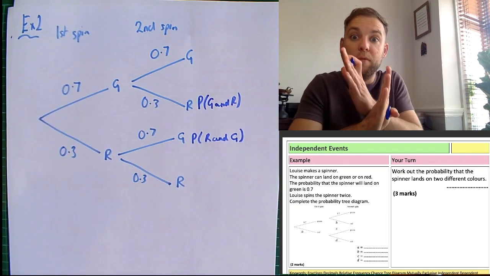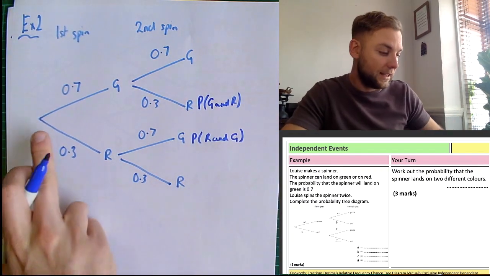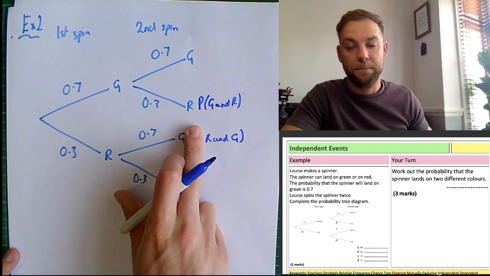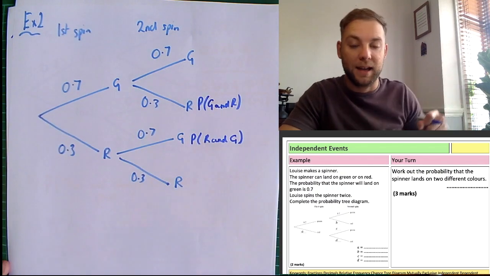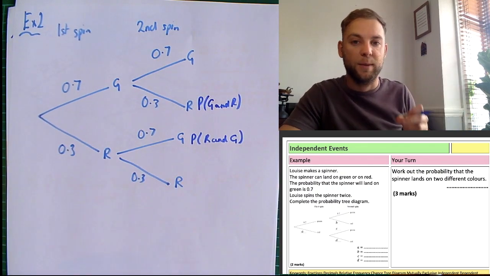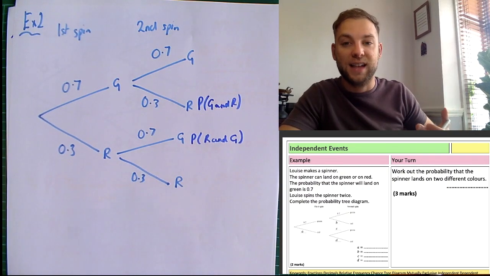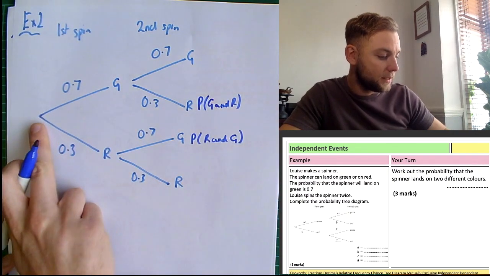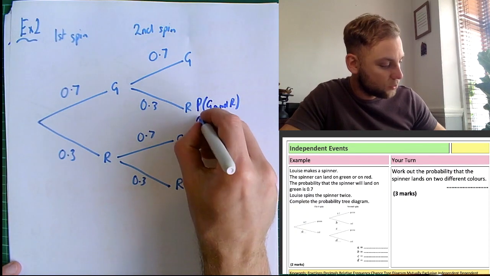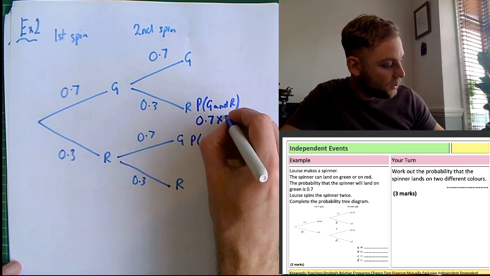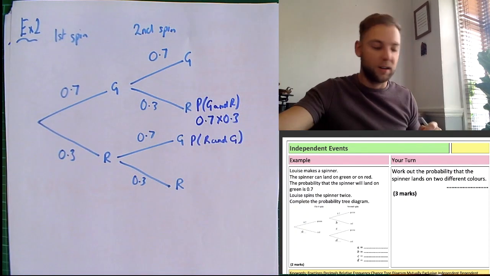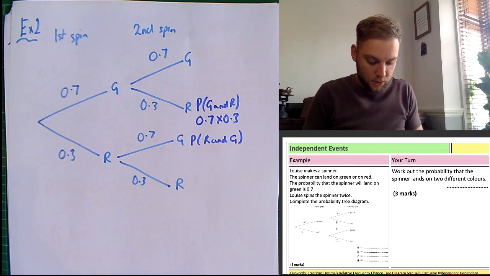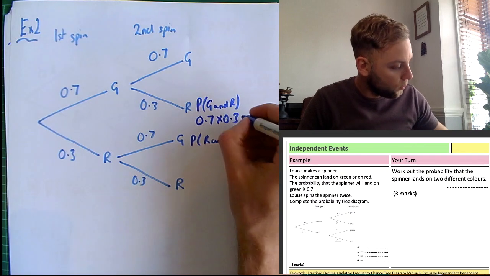Now remember, these 2 events are independent, which means that I need to multiply them, okay? Because the first spin, doesn't matter what I get on the first spin, it doesn't have any impact on the second spin. So to work out the probability of it being green and red, it's going to be equal to 0.7 times 0.3. Do it on the calculator if you want, or you can do it in your head. So 0.7 times 0.3 is equal to 0.21.